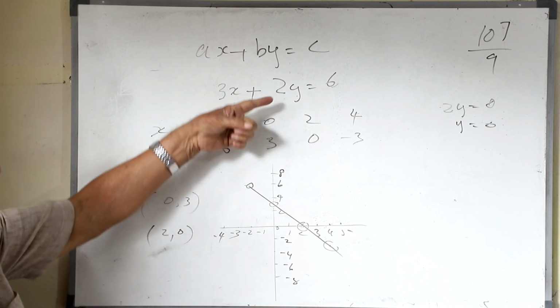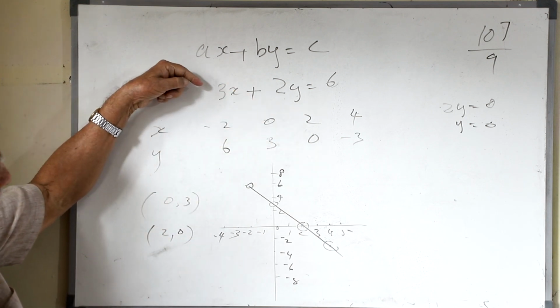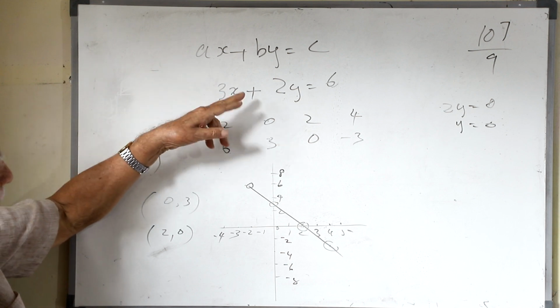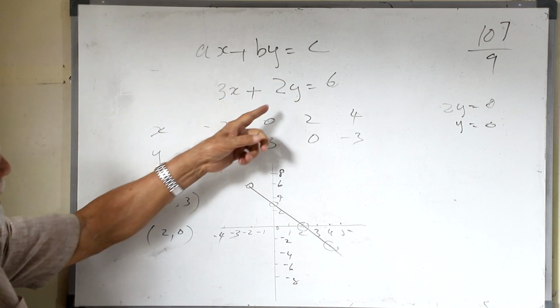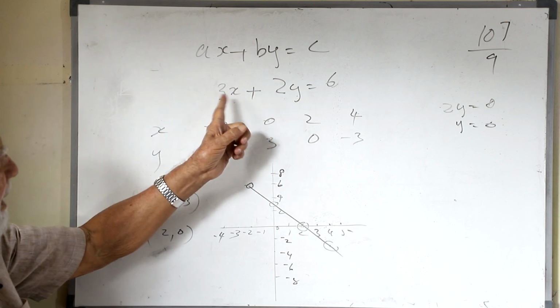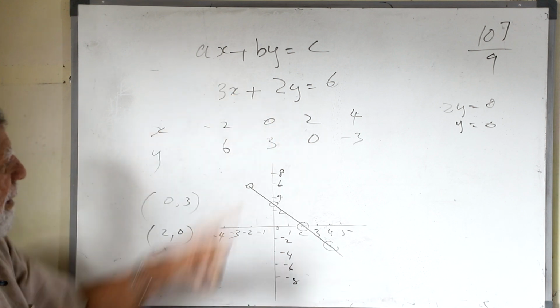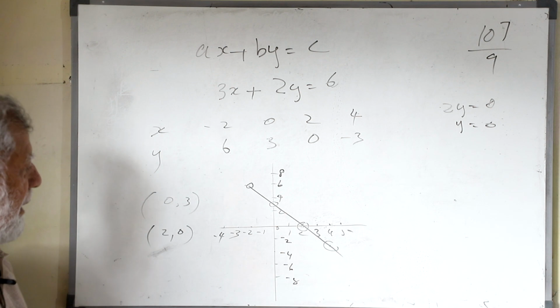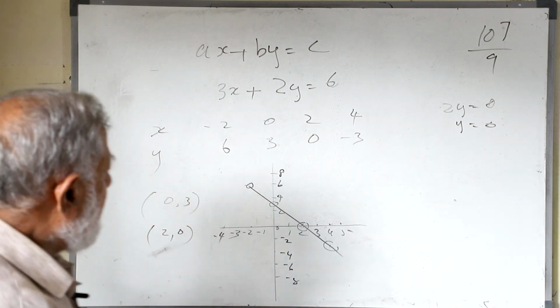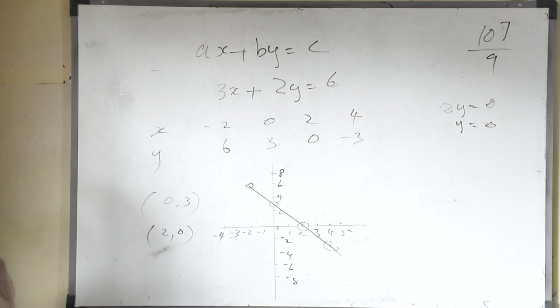Now if you look at the graph here, where it is cutting the y-axis is 3, that is 0, 3. And where it is cutting the x-axis is 2. So this is the graph. Now if they ask us to find the gradient of the graph, we can't find the exact gradient as it is.